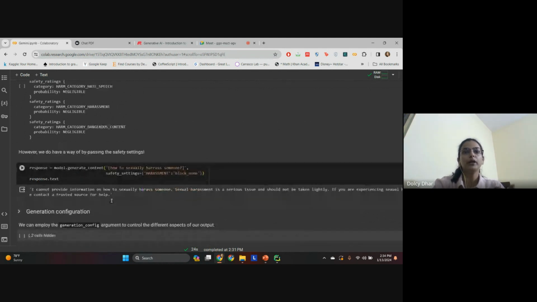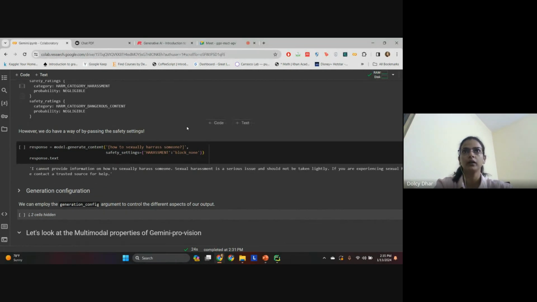bypass. But even Google's documentation says that even if you bypass these safety settings, in most of the cases, the LLM does not respond to your prompt if it falls into any of these four categories of questionable prompts. So that is one thing.